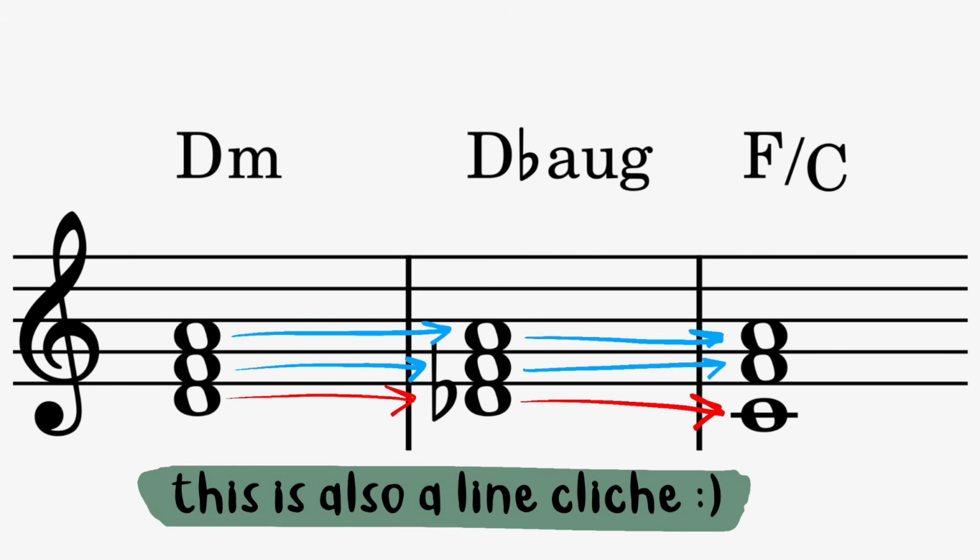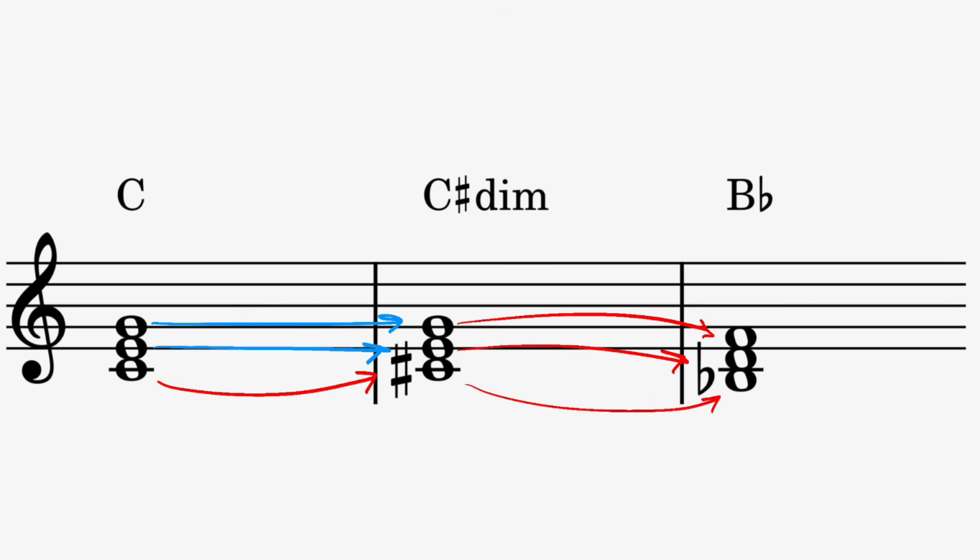Bo Burnham uses a lot of these borrowed chords with shared chord tones. In his song Comedy, he's got a D minor to a D flat augmented to an F. We can see the shared notes there. And then he also has a C to a C sharp diminished to a B flat with those shared chord tones there. If you want to know a little bit more about the theory behind shared chord tones and horizontal harmony, you can have a look at the video that I did all about horizontal harmony and understanding that too. So I'll put that somewhere here.